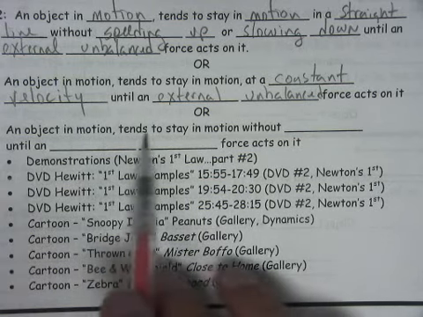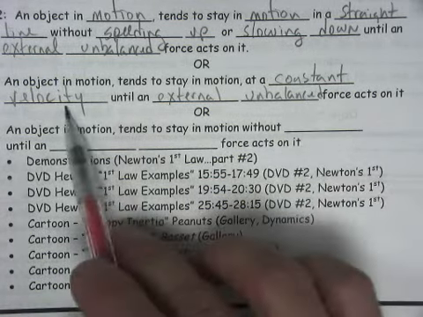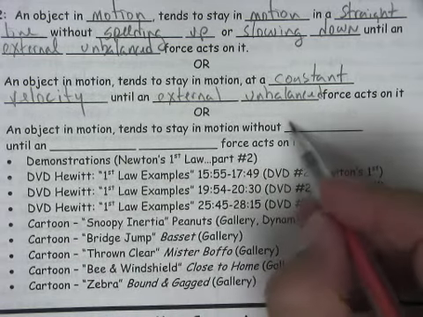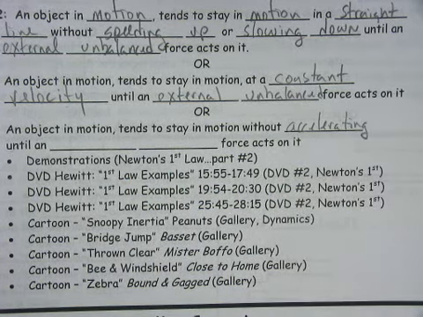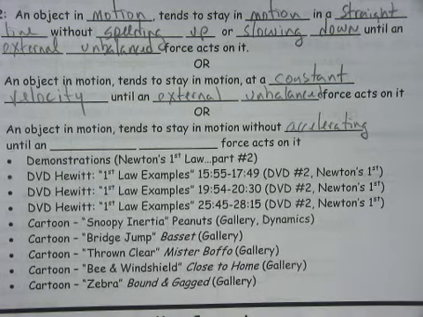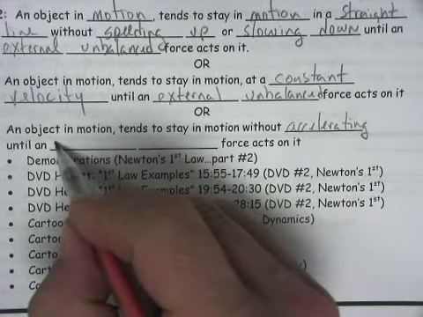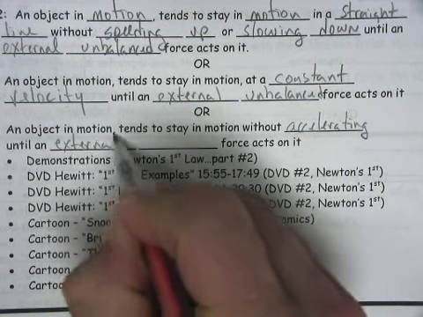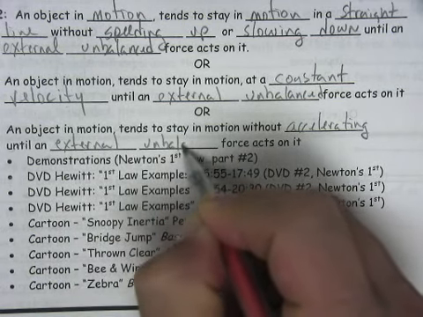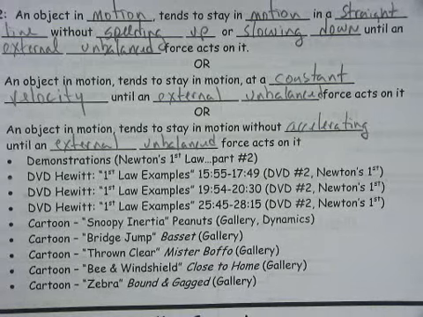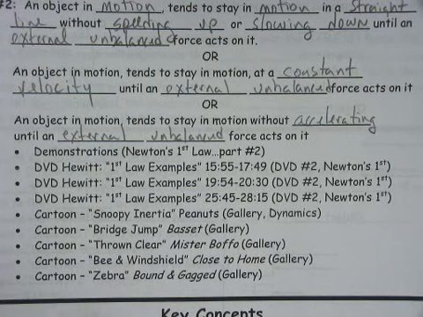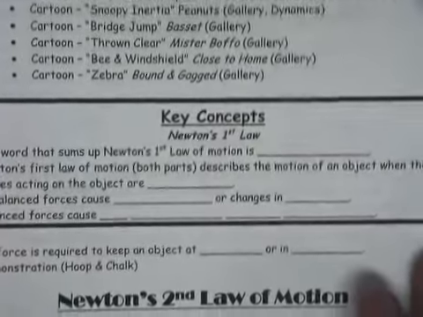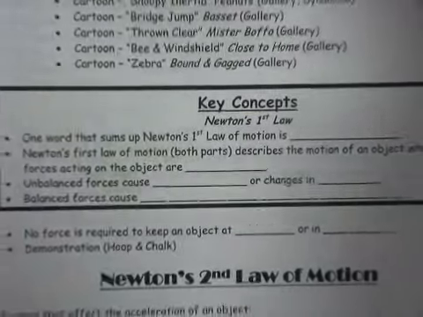Let's see the next one. An object in motion tends to stay in motion without, well, what does constant velocity mean? If I'm moving at a constant velocity, then I am not accelerating. So I've shortened that up a little bit. An object in motion tends to stay in motion without accelerating until an external unbalanced force acts on it. And like I said earlier, I do all these in class. I'll do all these DVDs with you and go through all the cartoons, and some of them are very, very good. Okay, key concepts.